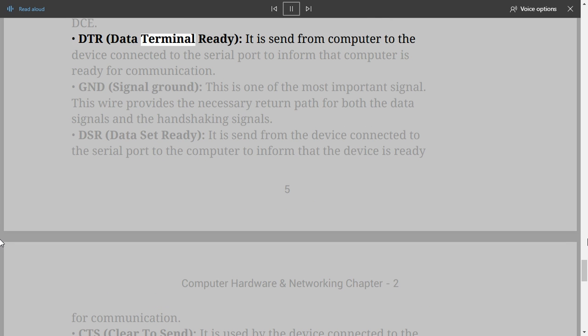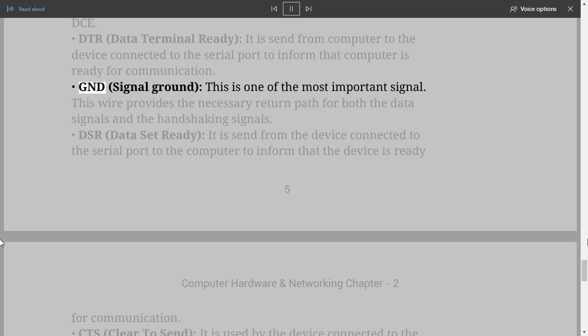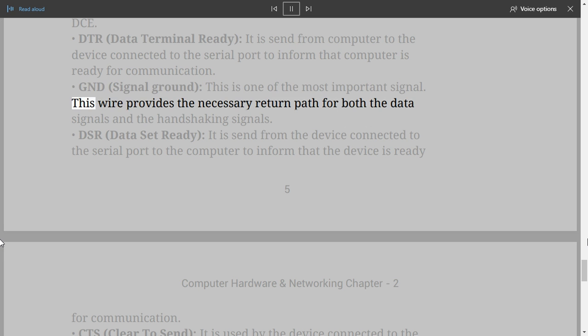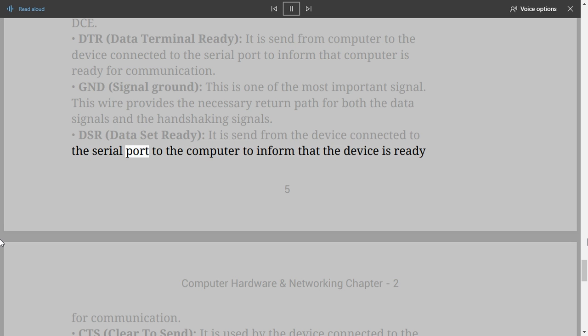DTR, data terminal ready. It is sent from the computer to the device connected to the serial port to inform that the computer is ready for communication. GND, signal ground. This is one of the most important signals. This wire provides the necessary return path for both the data signals and the handshaking signals. DSR, data set ready. It is sent from the device connected to the serial port to the computer to inform that the device is ready for communication.